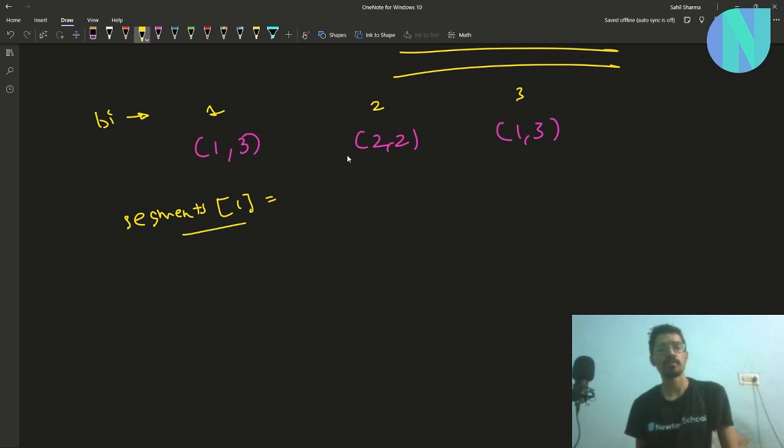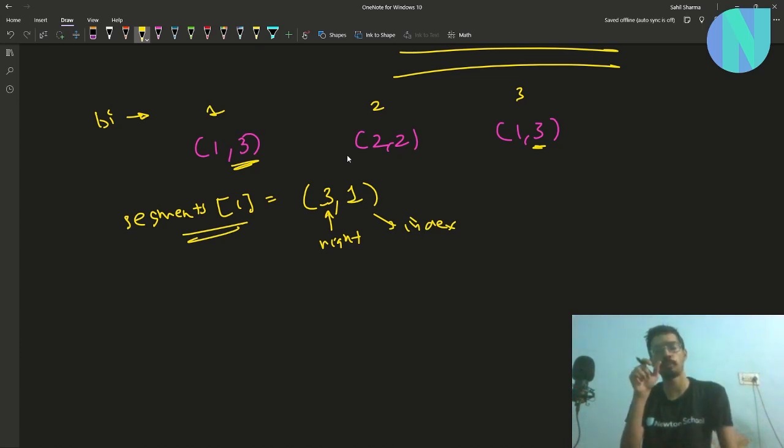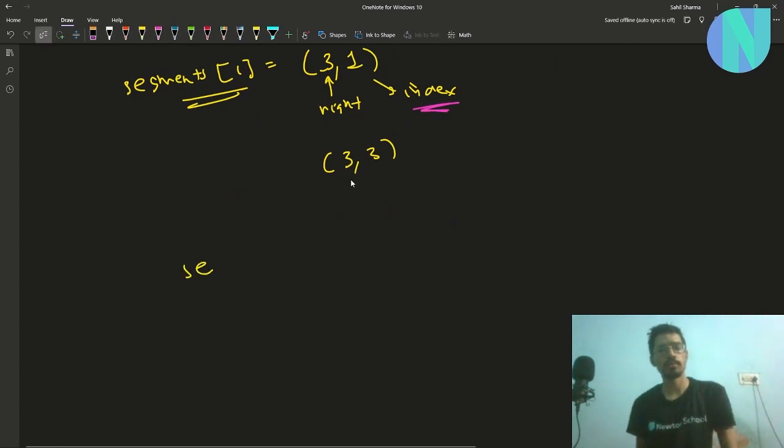So here segments that start with 1, I have two segments, right? Here they end with 3 at index 1, so I will keep track, that is 3 comma 1, that is the right endpoint, and the index in array b, because we have to reconstruct a permutation, right? So we have to also keep track of this index. Similarly for the second, I will insert 3 comma 3, since the index is 3.